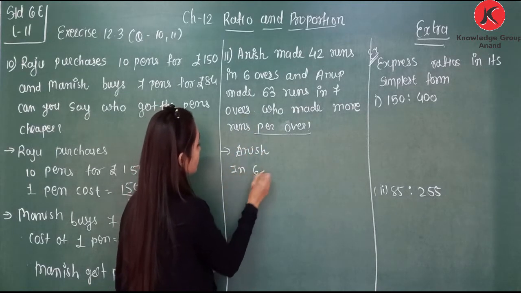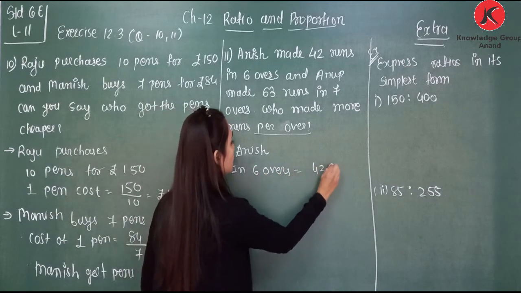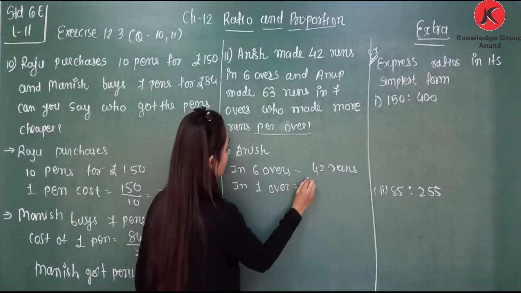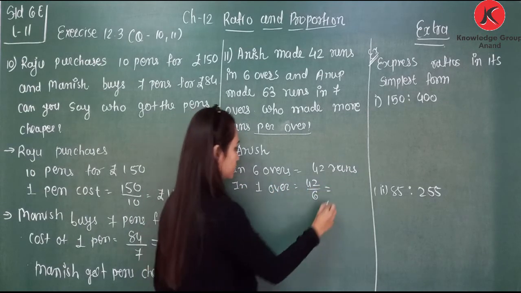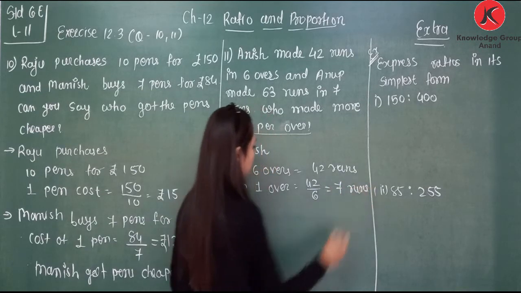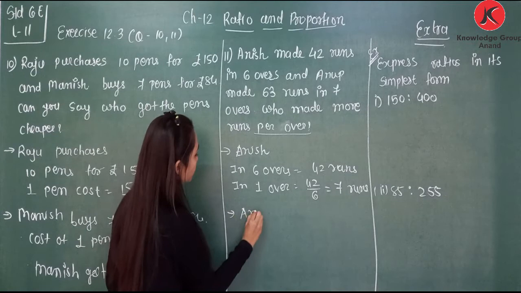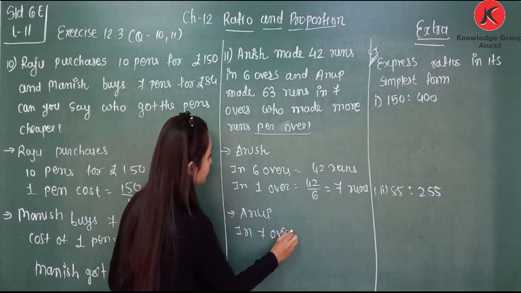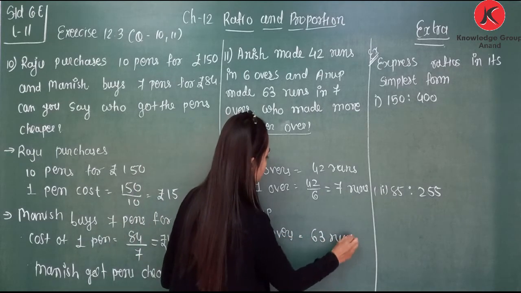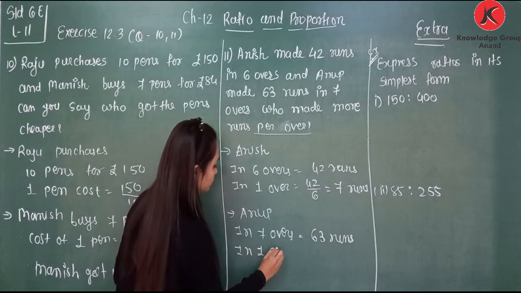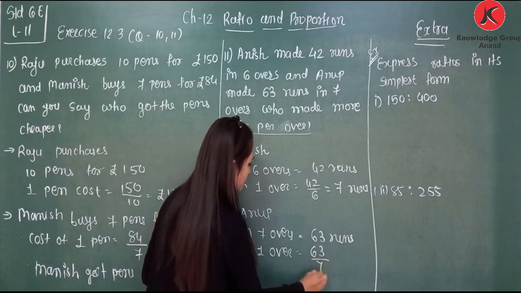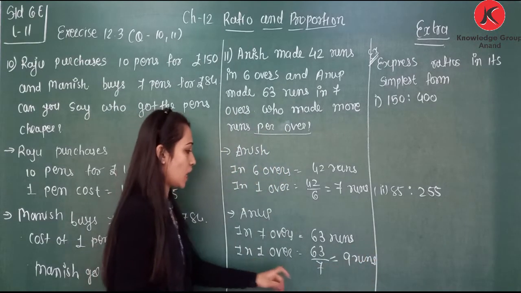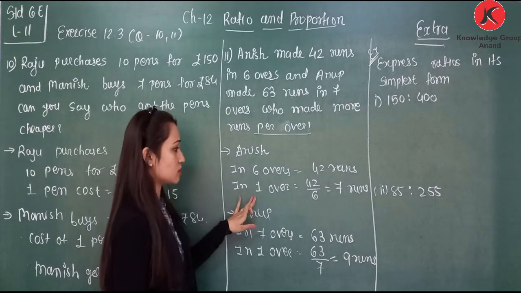Anish, in 6 overs, 42 runs. So in 1 over, 42 divided by 6, 7 runs. Now for Anup, in 7 overs, 63 runs. So in 1 over, 63 divided by 7, 9 runs. It means in 1 over Anup gets 9 runs and Anish gets 7 runs in 1 over.